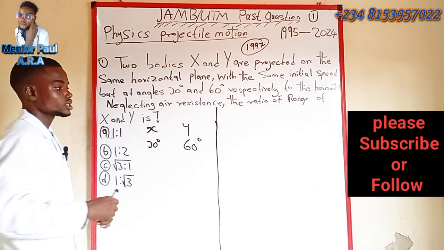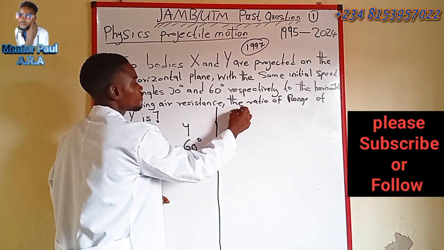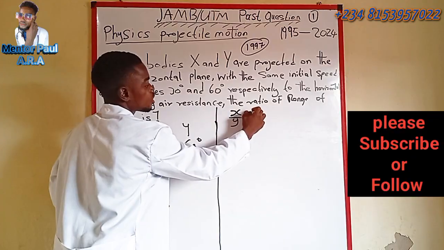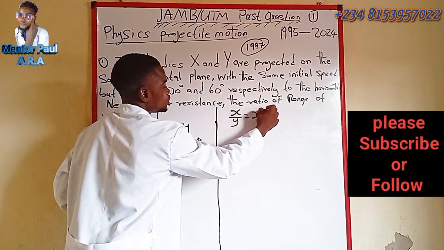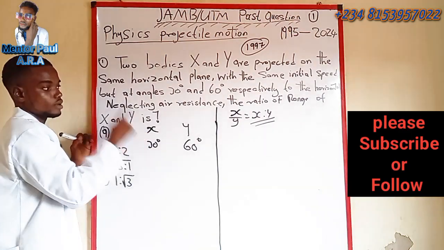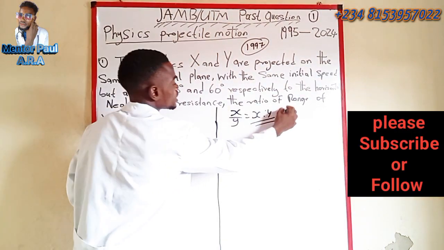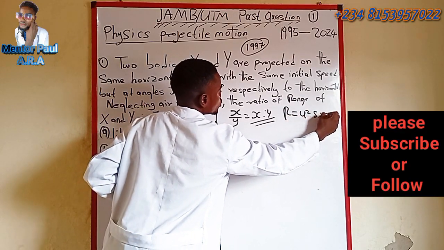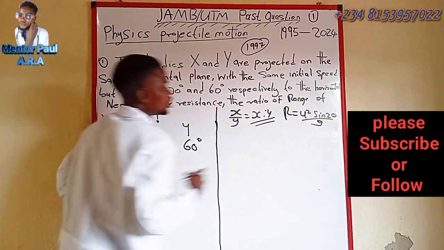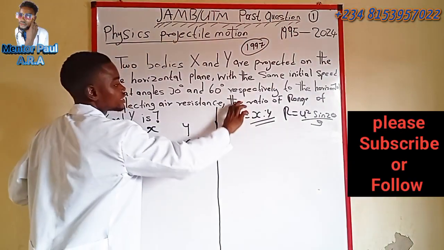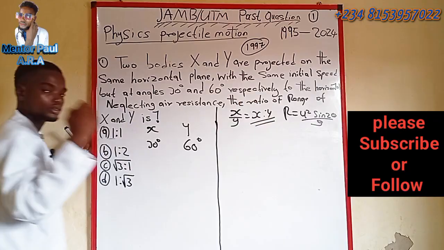What we mean by ratio is that you take the range of X and divide by the range of Y, and whatever number it gives you, that becomes your answer. Now, what is the ratio? Remember that the formula for range is R equals U square sine 2 theta all over G. So we are going to calculate the range of X and Y and divide to form what we call the ratio.